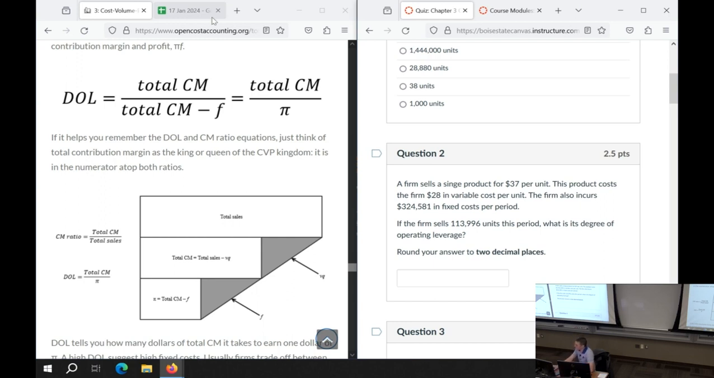Okay, so now that we've read the question stem, we know it's a degree of operating leverage problem. Now we're going to read the fact pattern here. The firm sells a single product for $37 per unit. The product costs the firm $28 in variable cost to make. Okay, so we know we have $9 of contribution per unit. 37 minus 28 gives us $9. The firm also incurs this amount right here of fixed costs in the period. All right, we do sell this amount. What's our degree of operating leverage?